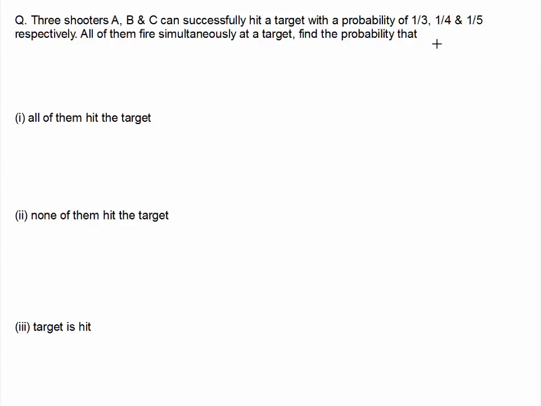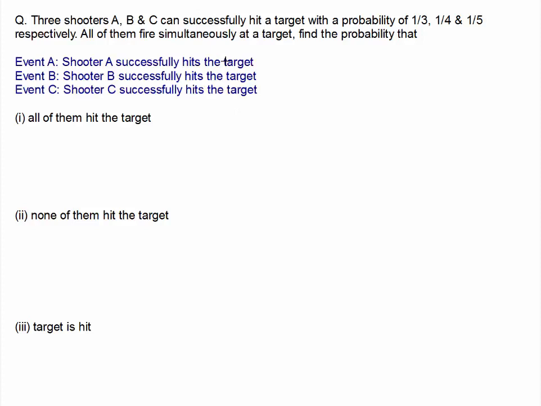Next question is, there are 3 shooters A, B and C who can successfully hit a target with a probability of 1 by 3, 1 by 4 and 1 by 5 respectively. If all of them fire simultaneously, then find the probability that all of them hit the target. So even before we start, let's define few events. So let event A denote that shooter A successfully hits the target. Same thing for B and same thing for C.